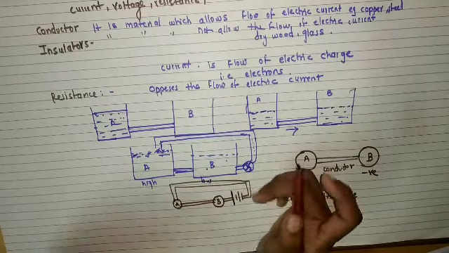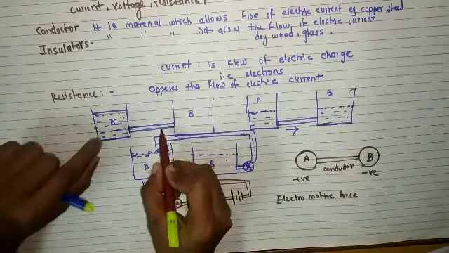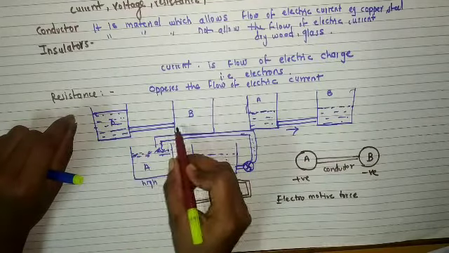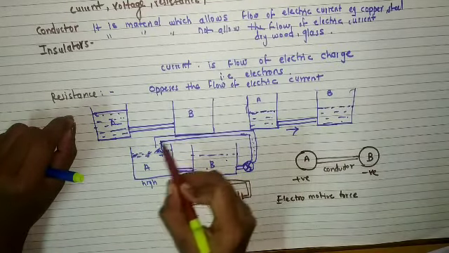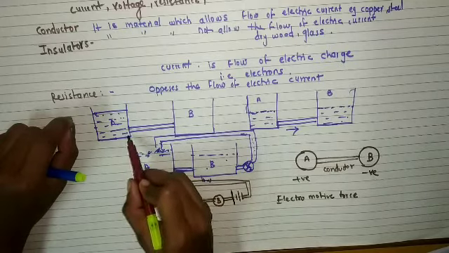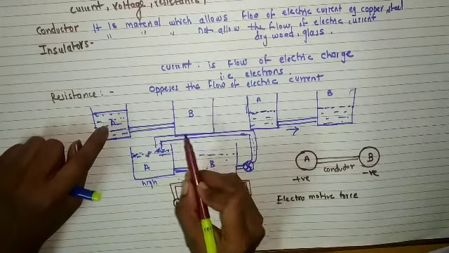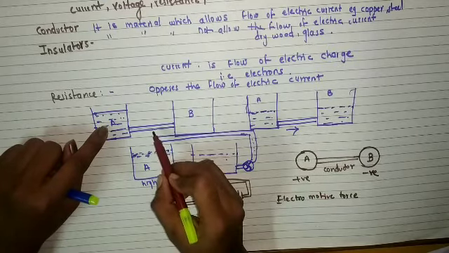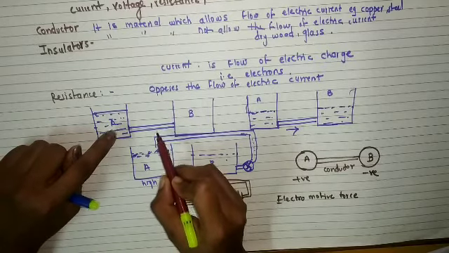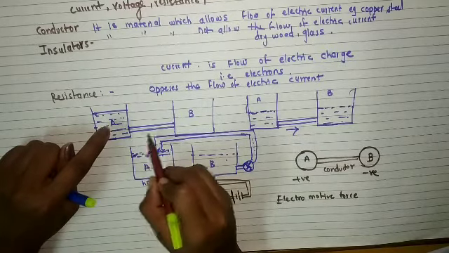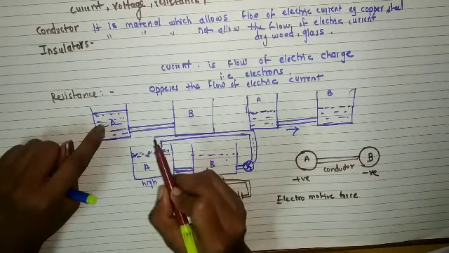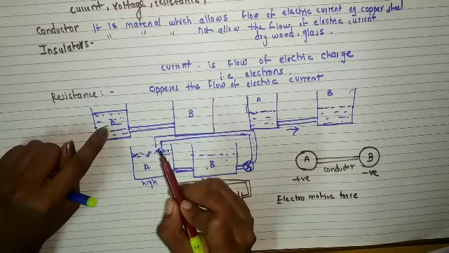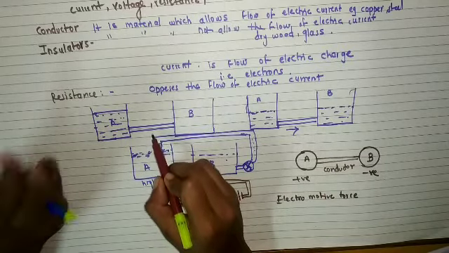Now if this pipe is smooth, the inner surface of the pipe is smooth, then what will happen? The water flow will get easy. So the flow of water from vessel A to vessel B will be easy. But if the pipe surface is rough, there will be some opposition to the flow of water due to this roughness. This obstructs the flow of water. There will be difficulty in the flow of water because of this roughness.